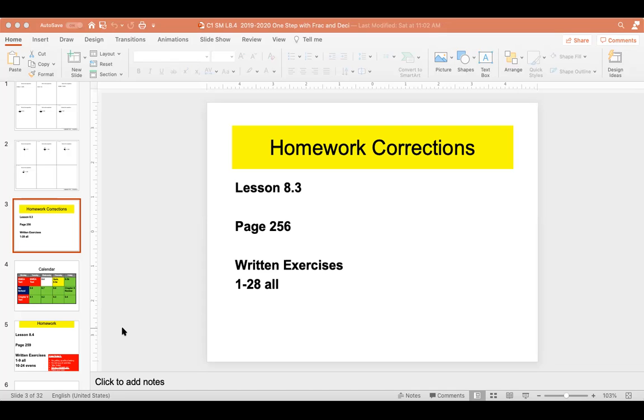Good news, bad news. The good news is we are doing nothing new today. However, the bad news is we're going to do the same thing we did on Thursday, except with decimals and fractions. No. So your homework for tonight. Your homework for tonight is as follows.